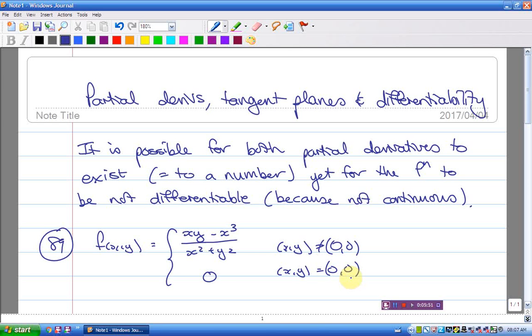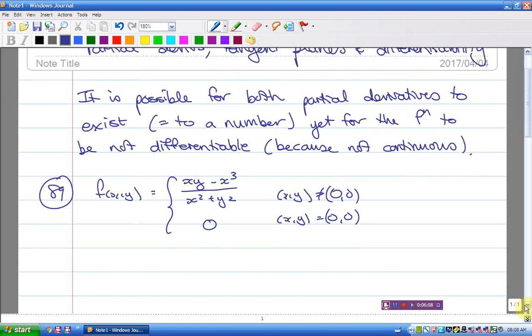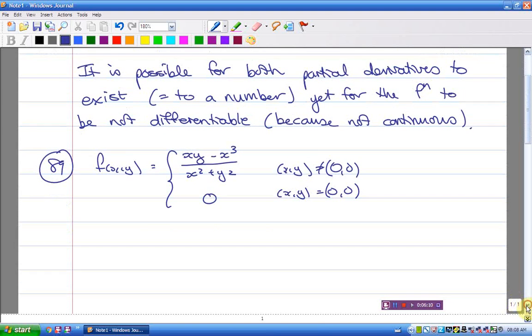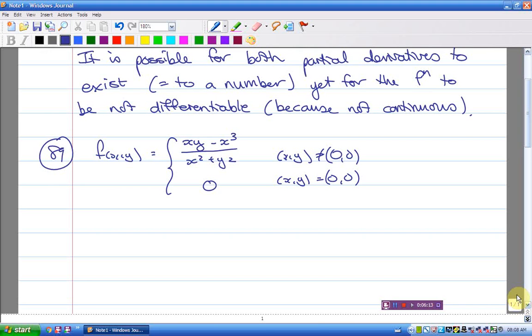Okay, so where x and y are both 0, so the origin, my function is defined as 0. At any point other than the origin, my function is defined as that funny rational expression. All right, so this is a piecewise defined function. Piecewise defined functions always have the potential to not be continuous. They always have that potential.